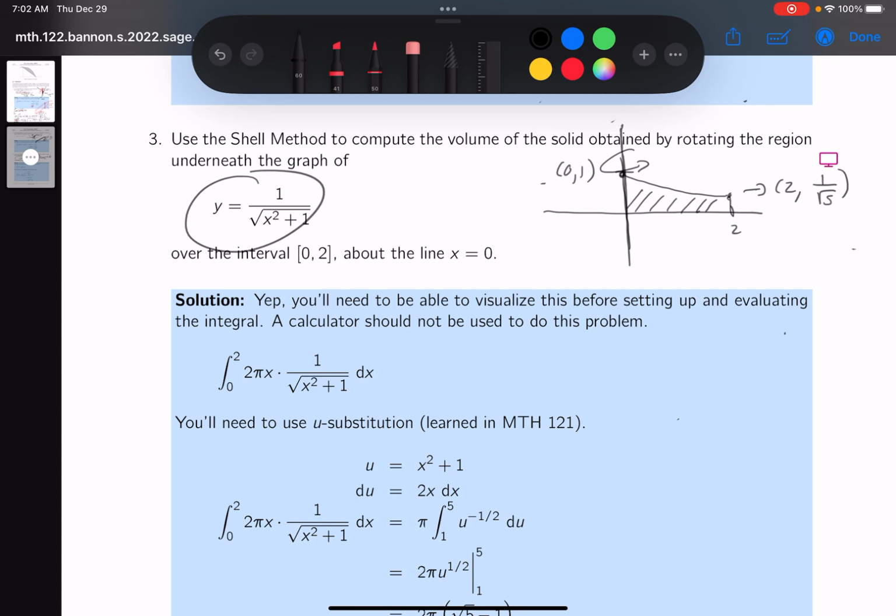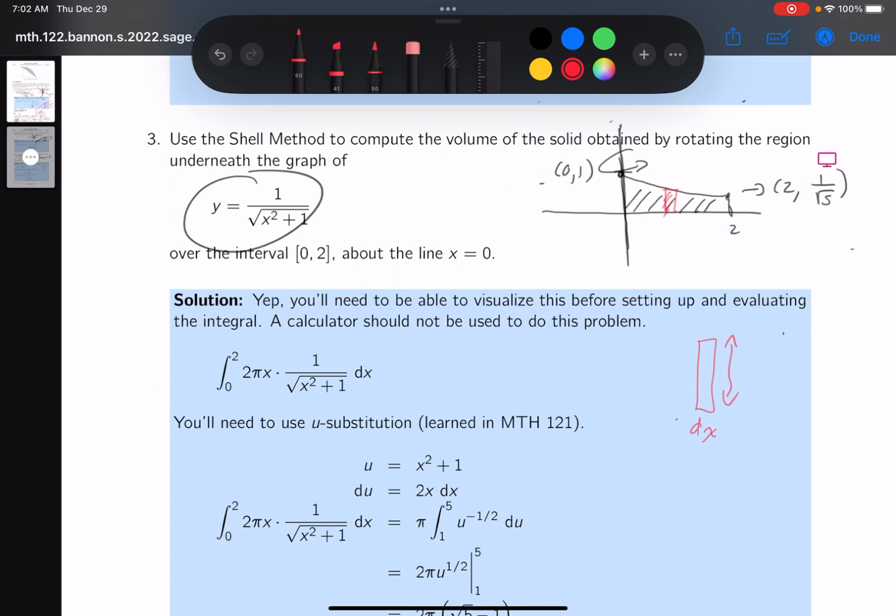And a representative rectangle again looks sort of like this over here. I'll put that down. Differentials dx. The height of this thing is pretty simple. It's just going to be 1 over the root of x squared plus 1. I'm going to extend this, or rotate it, and the r now is 2 pi, and again, this is the radius. The radius corresponds to the x-coordinate.